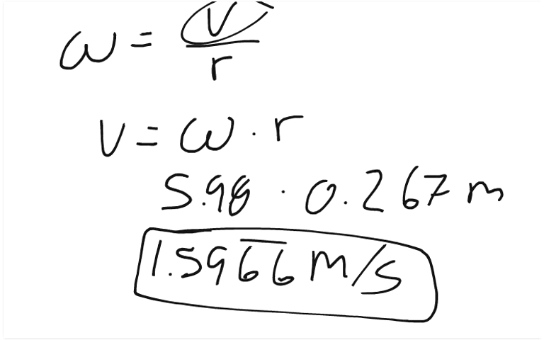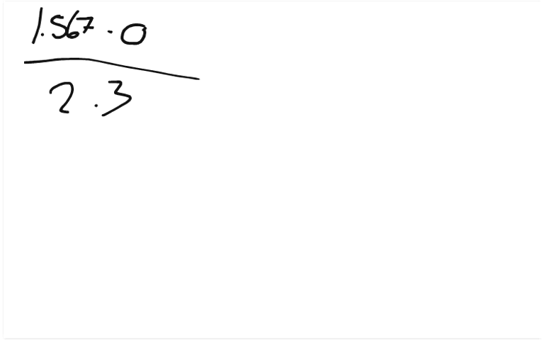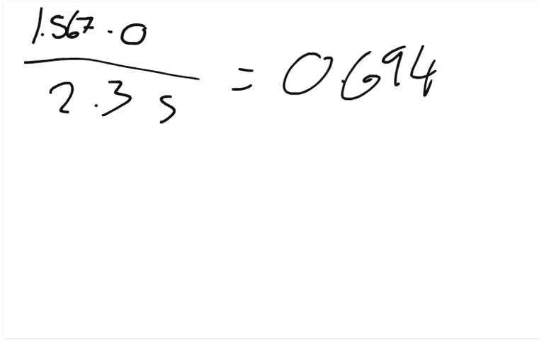And for the tangential acceleration, since the linear velocity at 2.3 seconds is about 1.597 meters per second, we can just take the change of velocity. It started out at 0, so the final is 1.597 minus 0, divided by the change of time, 2.3 seconds, and that should equal 0.6942 meters per second squared.